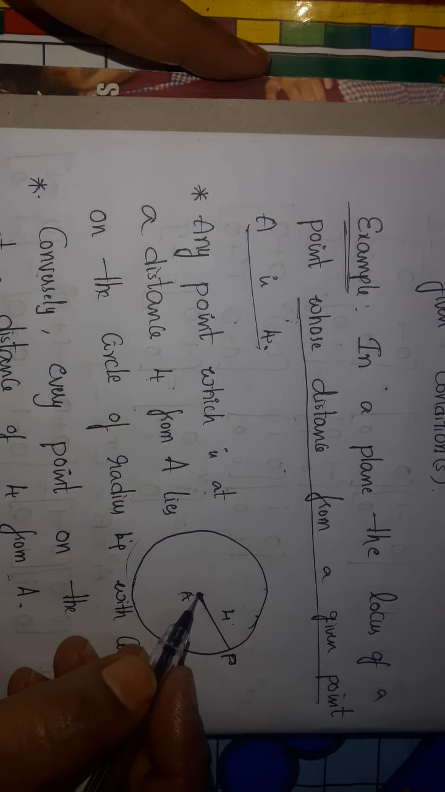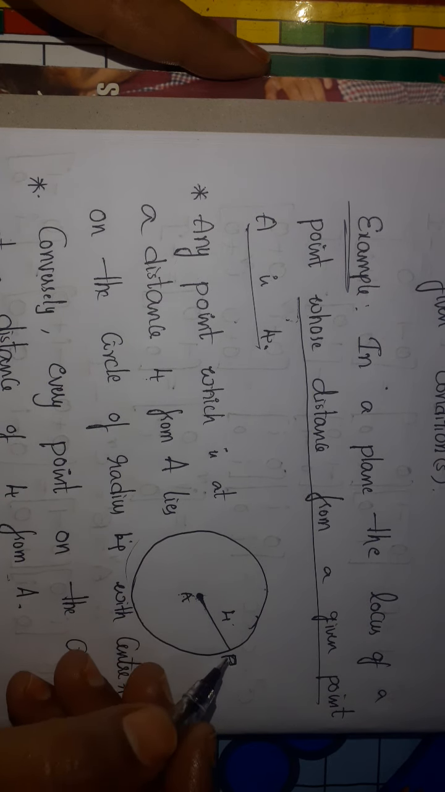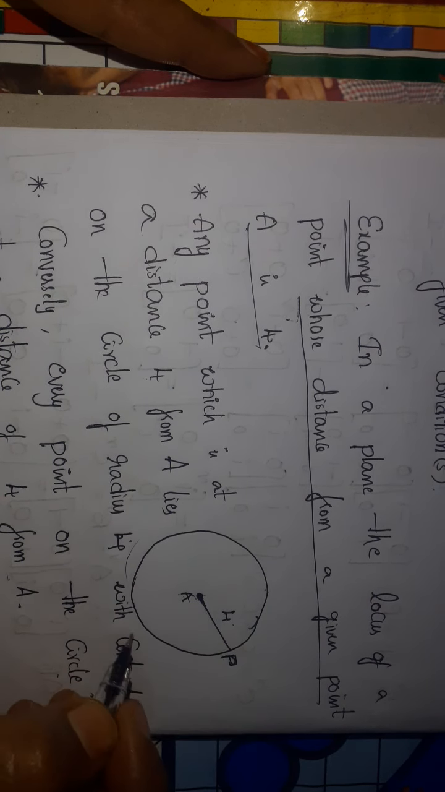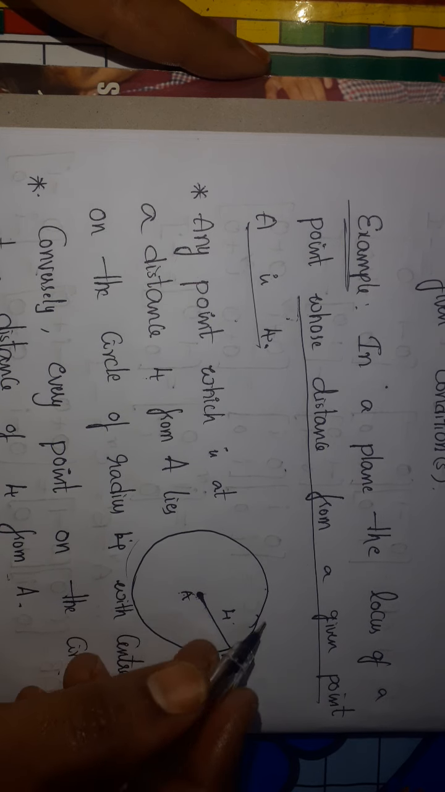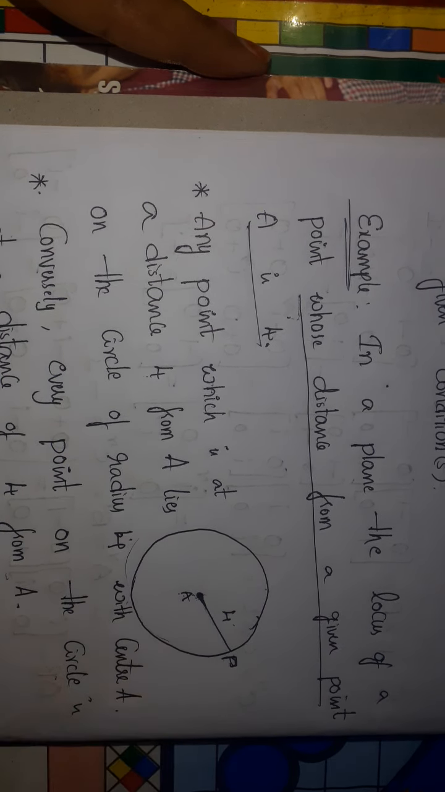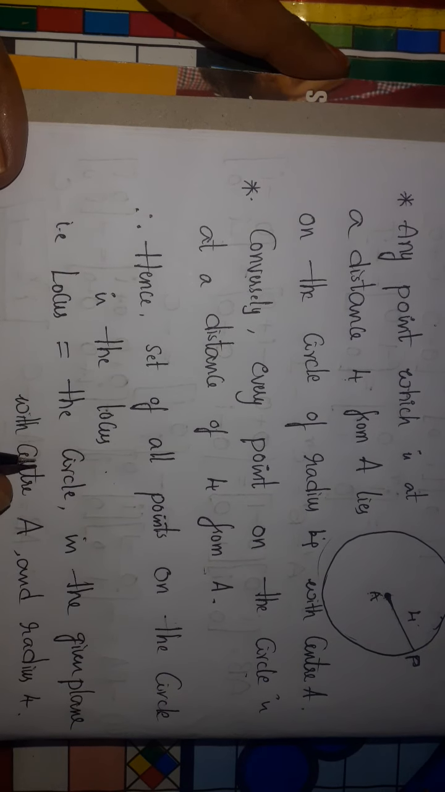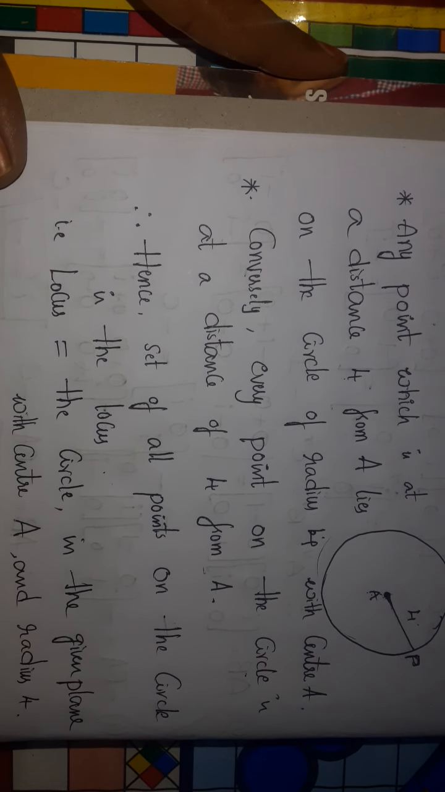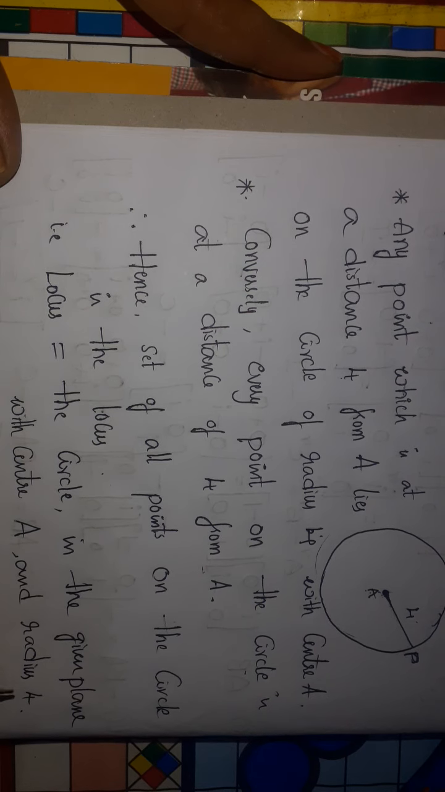These 2 points we can understand. That means what is the locus here? Such a collection of points forming a circle, that geometrical figure, okay, is called the locus here. What is the locus here? Locus is the circle in the given plane with center A and radius 4.